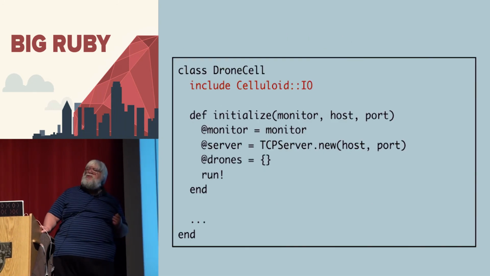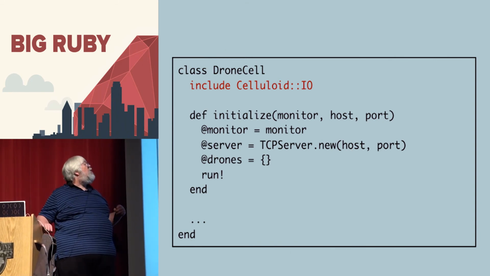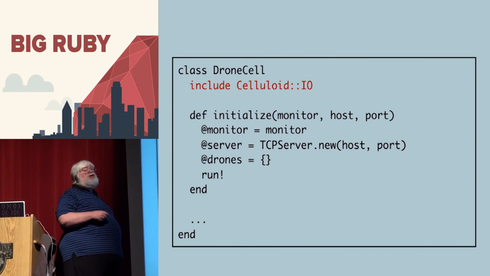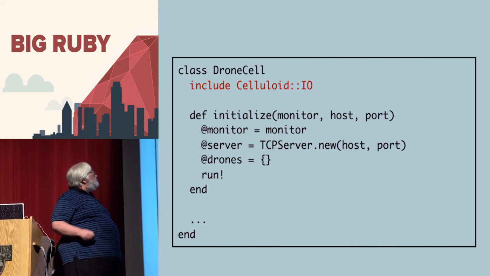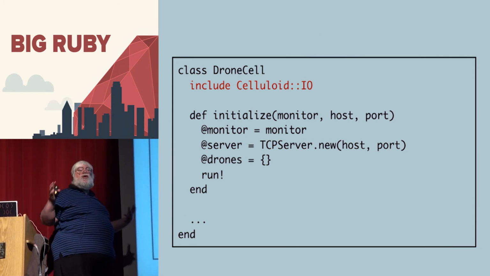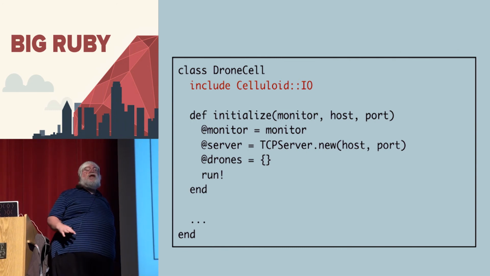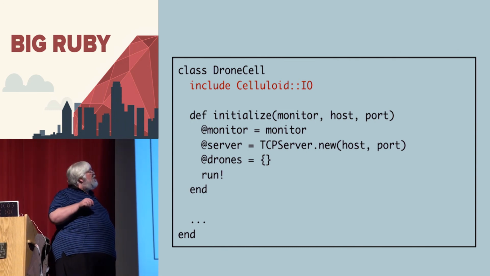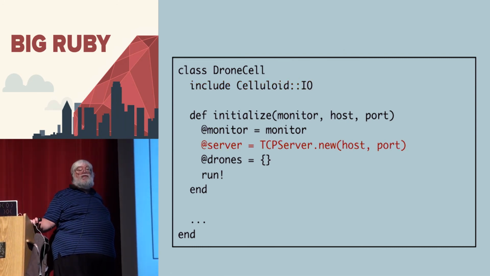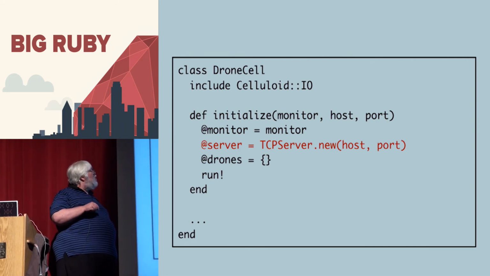So how would the drone session, we'll call it a drone cell now, look like in Celluloid? We create the class, we include the Celluloid I/O to turn it into an I/O actor. We initialize the thing, we capture the monitor, we create a TCP/IP server. Now we're using regular TCP/IP server calls, just like you would in a single-threaded thing. The difference is that this is actually a Celluloid I/O TCP/IP server that knows about evented I/O and will do that under the covers. We store the server for that, we store an array of drones here, and then we say run bang, and here is run.